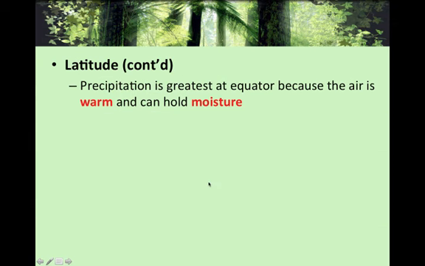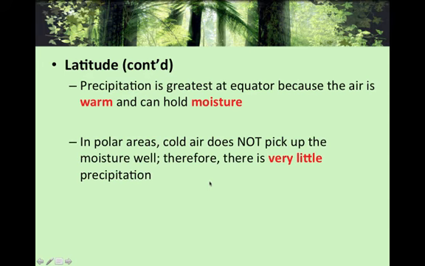So the reason why we have a lot of precipitation at the equator is because that air is really warm, and warm air can hold moisture better than cold air can. This would be the reason why in polar areas the air is so cold that it does not pick up the moisture, and there's very little precipitation, even in the way of snow. There is very little snow that actually comes down in those polar areas.